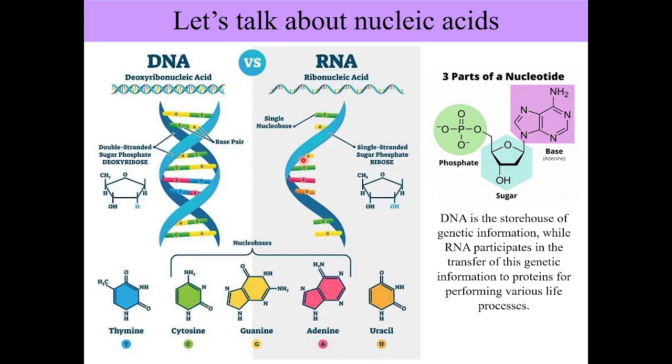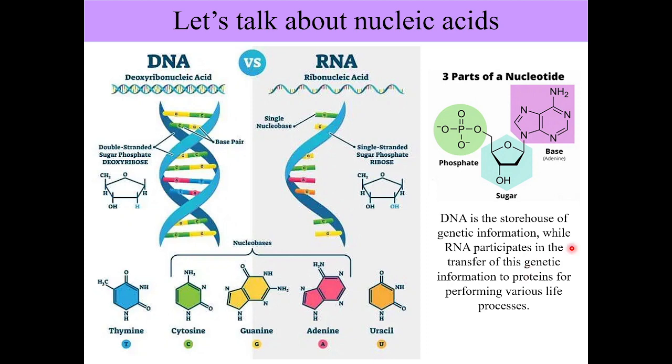That is point number 1, and the second point is its OH group in the second position. That makes it more reactive. So DNA is therefore the storehouse of genetic information, while RNA participates in the transfer of this genetic information to proteins for performing various life processes.